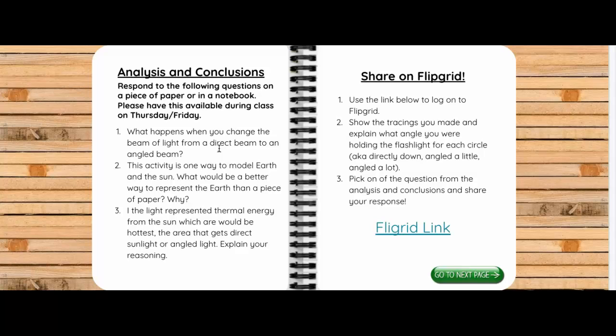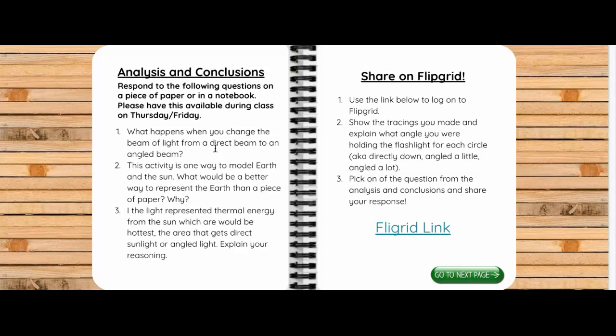So the questions you're going to answer are: what happens when you change the beam of light from a direct beam to an angled beam? Then, this activity is one way to model Earth and the sun. What would be a better way to represent the Earth than a piece of paper? Why? And then it says, if the light represented thermal energy from the sun, which area would be hottest? The area that gets direct sunlight or the area that's getting the angled sunlight?